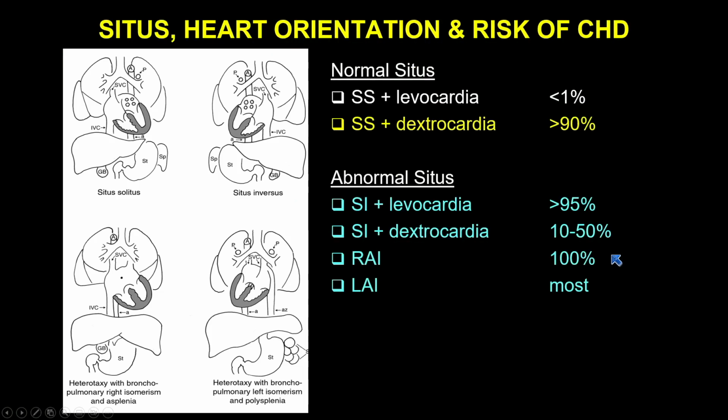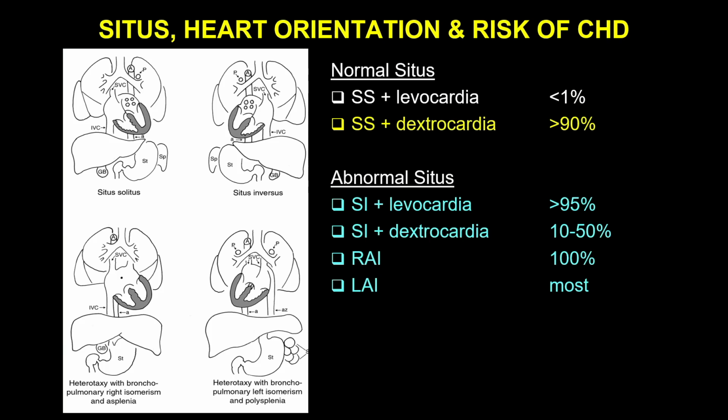So why is it important that we determine the situs? With situs solitus and levocardia, that's what we usually have, the risk of having a cardiac abnormality is less than 1%. That's quite reassuring already when you do a scan and you know it's situs solitus. If it's situs solitus and dextrocardia, so no situs abnormality but the heart on the wrong side, you have more than a 90% chance that that baby has a heart defect. If you have an abnormal situs, a situs inversus, and the heart is on the left, more than 95%. Situs inversus with dextrocardia, so just a mirror image, still a risk of 10 to 50% that you will find a cardiac abnormality.